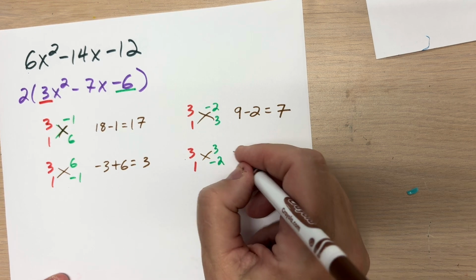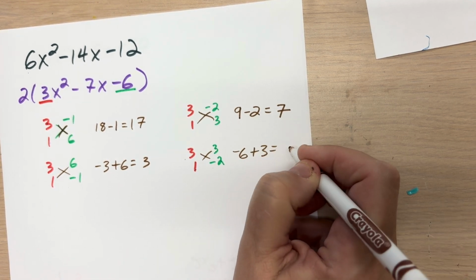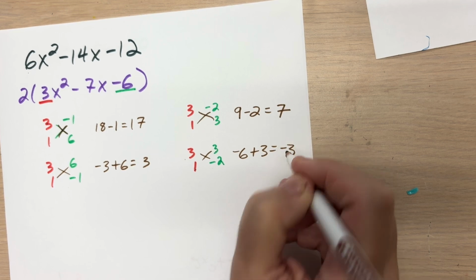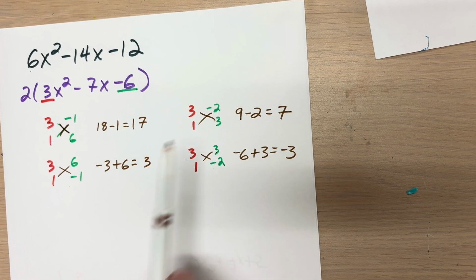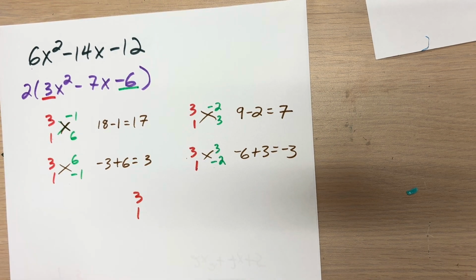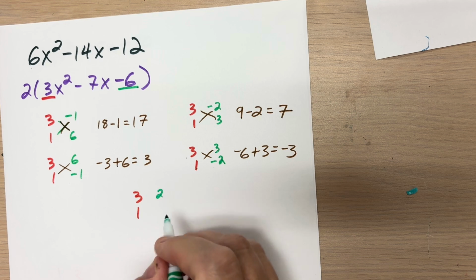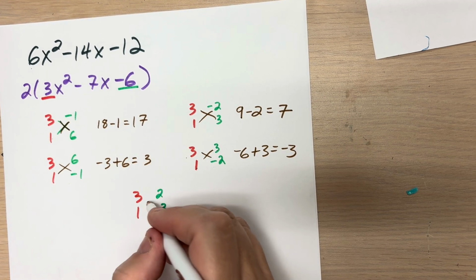3 times -2 is -6. 1 times 3 is 3. Oh, bummer, it didn't work. So what if we use this factor pairing, but we switch the signs? That should probably do it. 3, 1. I'm gonna make that a +2 and make that a -3. Let's see if it works.